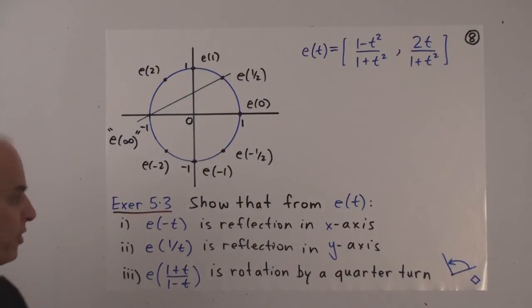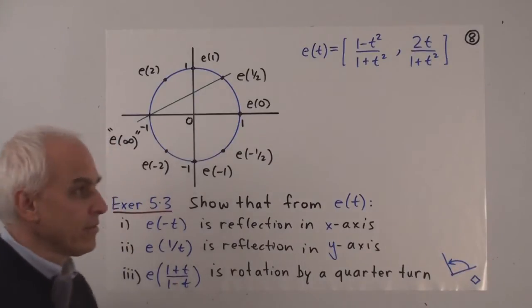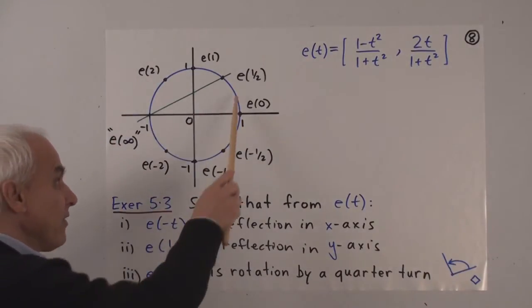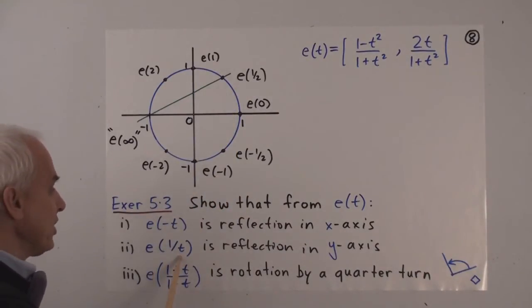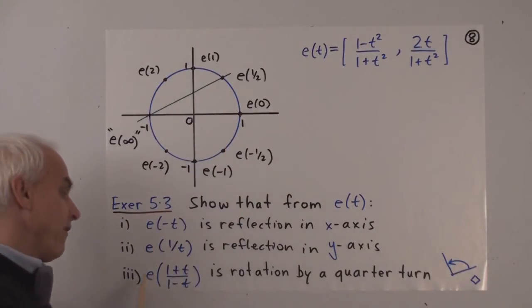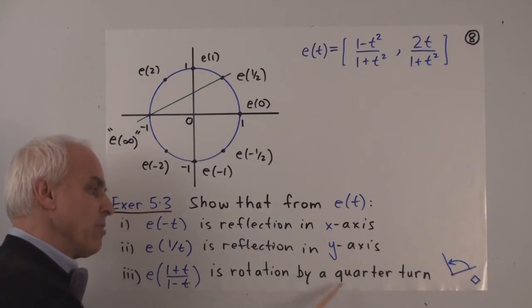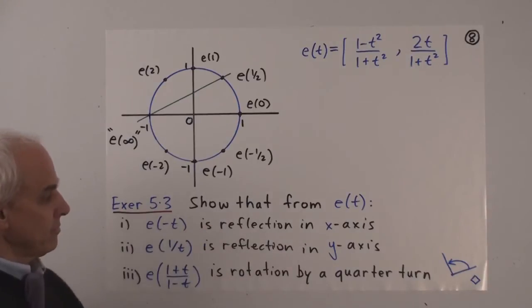A little exercise for you. Show that if you know where E of t is, so E of t is somewhere, then E of minus t is reflection in the x-axis. That E of 1 over t is reflection in the y-axis. And that E of (1 plus t) over (1 minus t) is rotation by a quarter turn, otherwise known as 90 degrees.